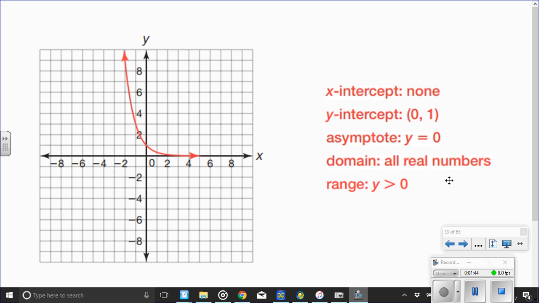Now the range is going to include all the y values. Well, we can see right here it's going to go up forever, but as it comes down, it's going to stop at 0. So y would have to be greater than 0 for this range. So y is greater than 0. Okay, let's take a look at another example.